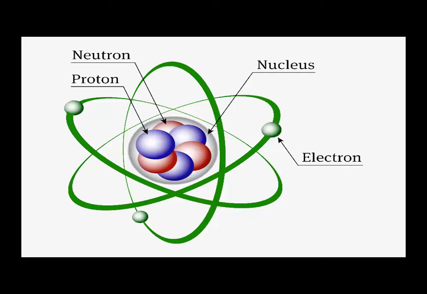electron, proton, and neutron. The nucleus is the center of the atom, contains the proton which has positive charge and neutron which has no charge. The outermost regions of atom are called electron shells and contain the electrons which have negative charge.